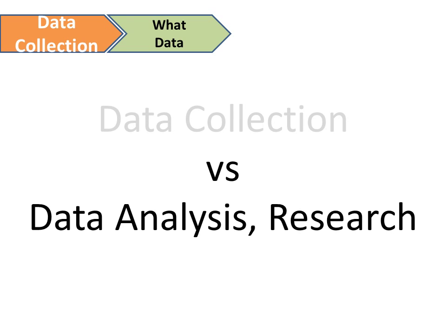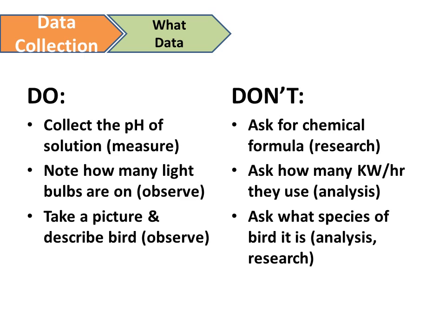And be careful not to clutter your experiment with requests for information that is not being generated by the students, but can be obtained later through data analysis or research. For example, do ask your students to collect the pH of the solution they are using, but don't ask them its chemical formula. Do have them note how many light bulbs are on in a room, but don't ask them to determine how many kilowatts per hour the bulbs use. Do have them picture and describe the bird they see, but don't ask them to determine what type of bird it is.